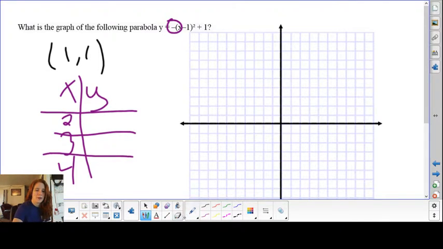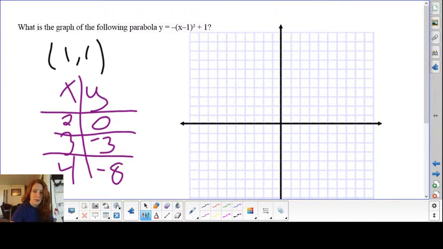So when I plug in 2, I get 2 minus 1, which is 1. 1 squared is 1. Times negative 1 is negative 1. Negative 1 plus 1 is 0. 3 minus 1 is 2. 2 squared is 4. Times negative 1 is negative 4. Negative 4 plus 1 is negative 3. And then I have 4 minus 1, which is 3. 3 squared is 9. Times negative 1 is negative 9. Plus 1 is negative 8.